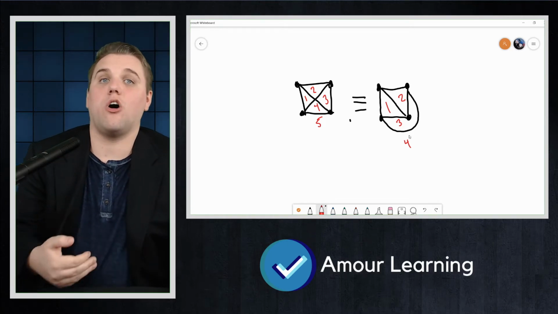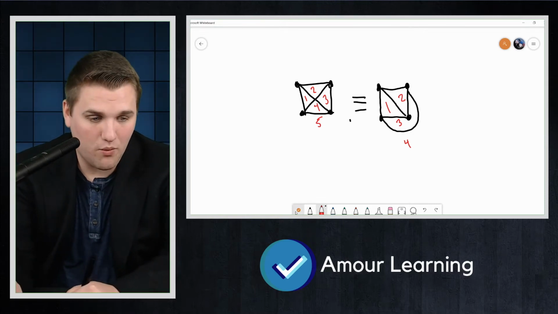This relationship is called Euler's formula. Let's take a look at what it says.